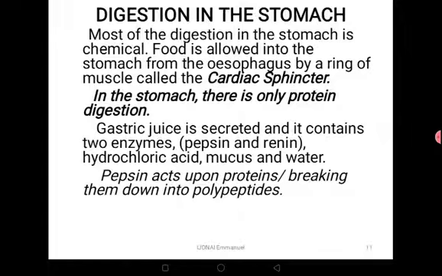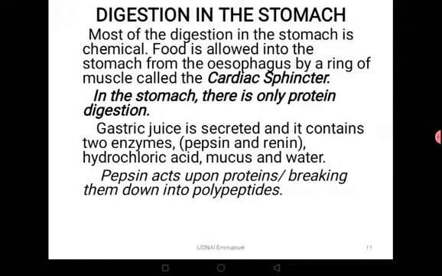So what happens? The gastric juice is secreted, and it contains two enzymes, pepsin and renin. And then it contains also hydrochloric acid, mucus, and water. So we have a liquid secreted in the stomach called gastric juice, which contains enzymes that digest proteins. It also contains hydrochloric acid, mucus and water. Pepsin, that enzyme, acts upon proteins, breaking them down into polypeptides. Which foods contain proteins?